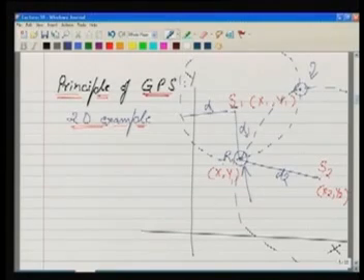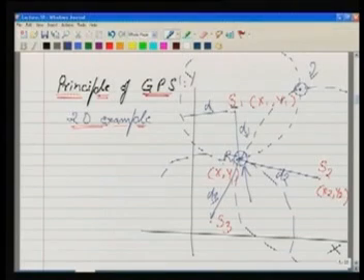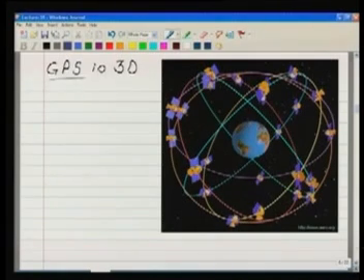Now, in order to take a better measurement, we take one more satellite, which is S3, and we also measure the distance D3. The moment we have measured the distance D3, the other point is eliminated, and we have fixed our position over here. Now we will extend this to 3D, because GPS is a 3D case.